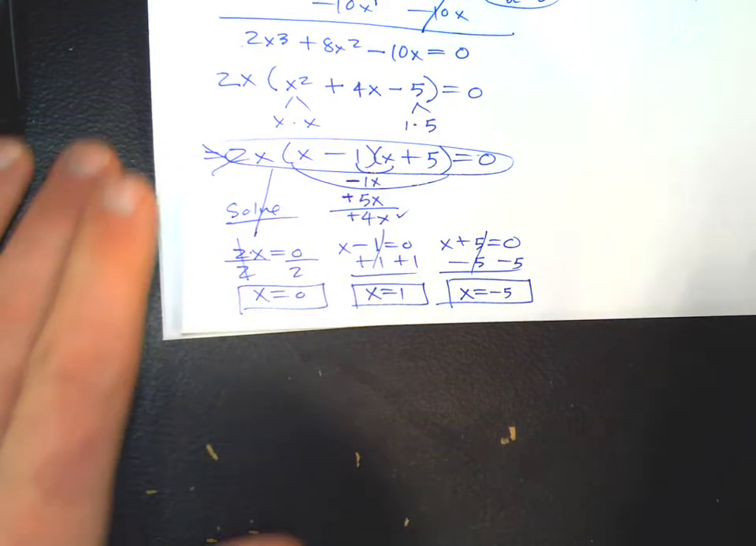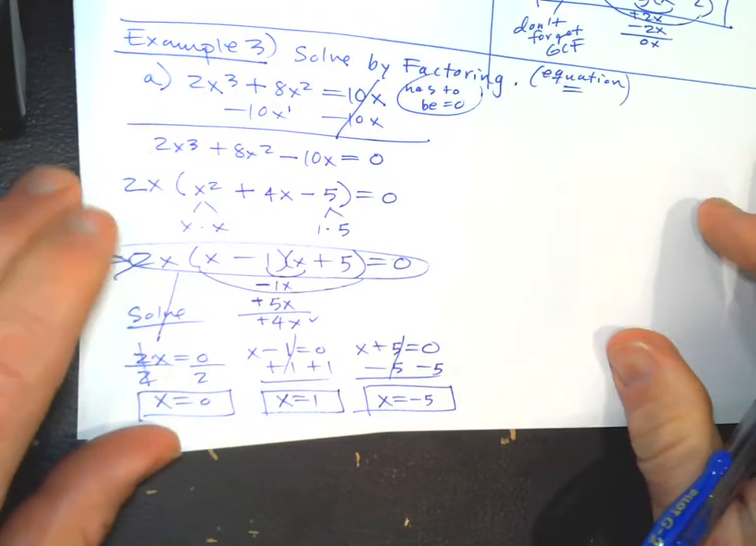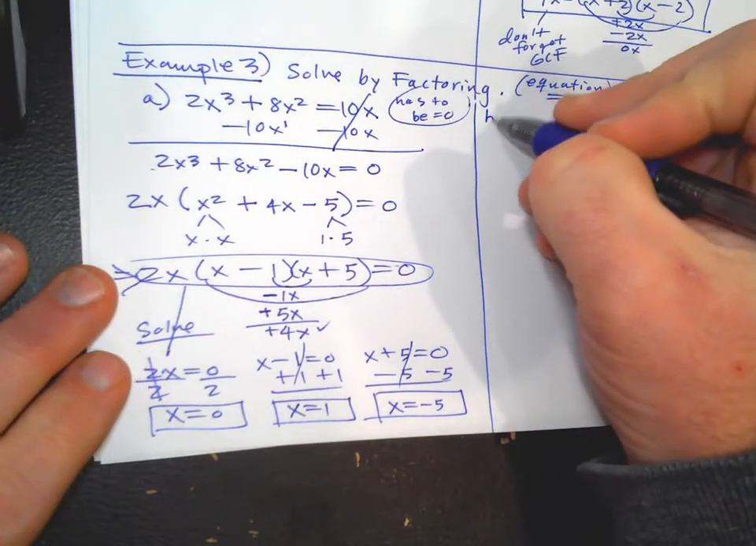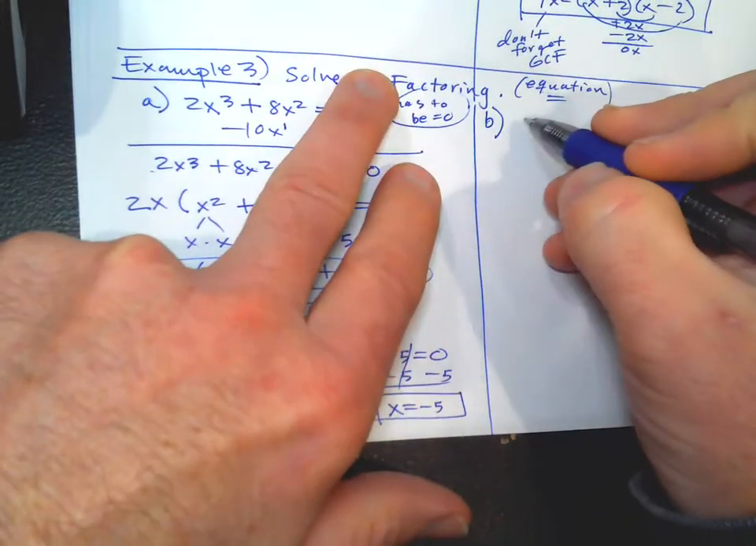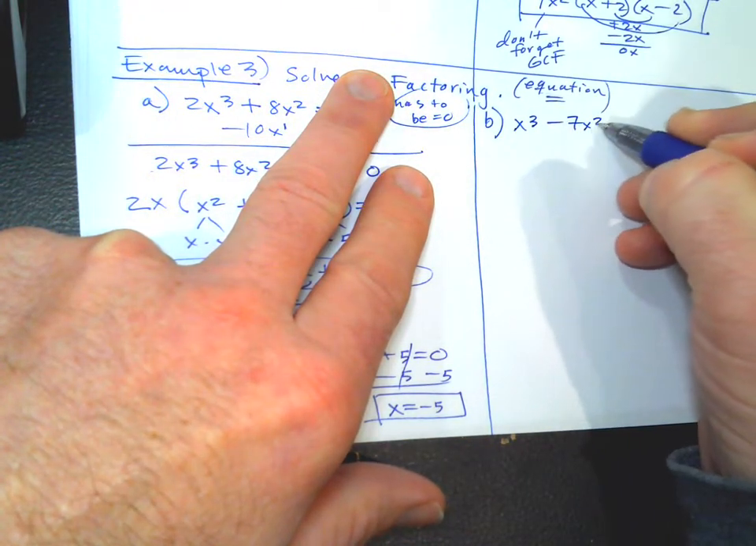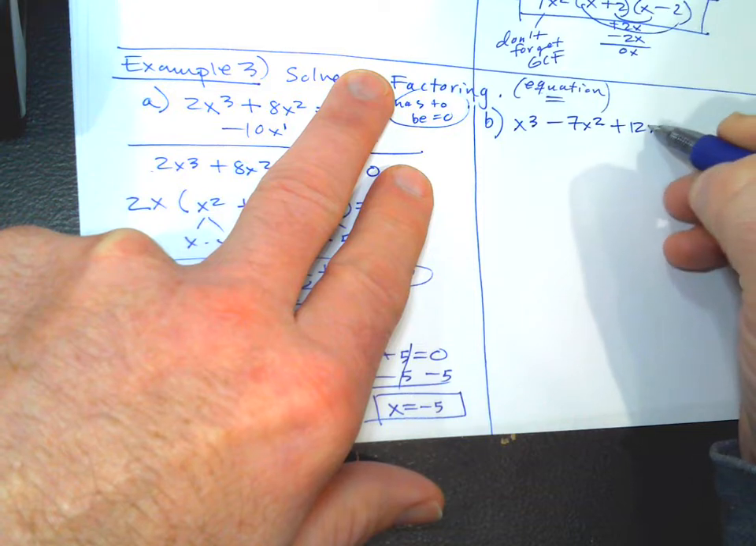Now you solved it. So that's how we solve by factoring, which we've done before, but the problems are just getting a little harder. They might use multiple techniques. So let's do another one. x cubed minus 7x squared plus 12x equals 0.